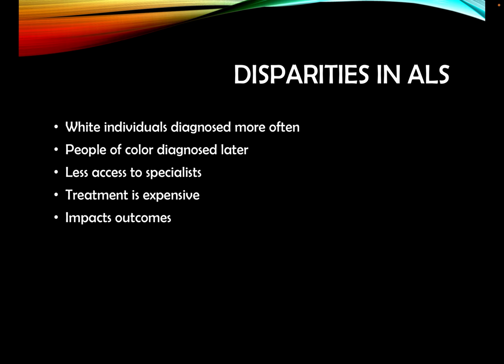Does ALS affect everyone equally? Well, not really. Studies show that white individuals are diagnosed more often, but Black and Hispanic individuals often get diagnosed later and have less access to specialized care. Socioeconomic status also affects the type of treatments available. ALS care is expensive and long-term, which creates big differences in outcomes.